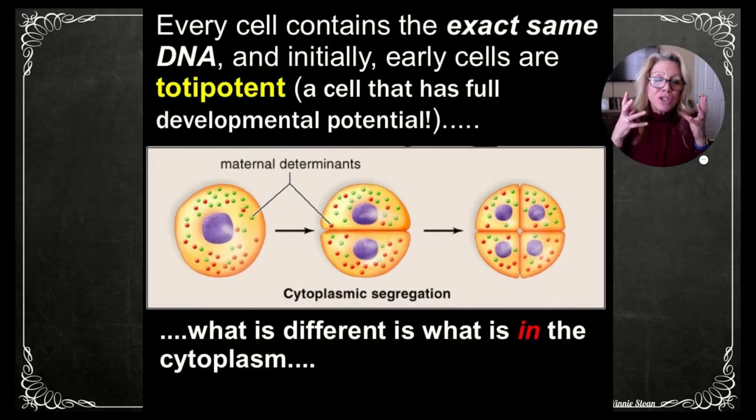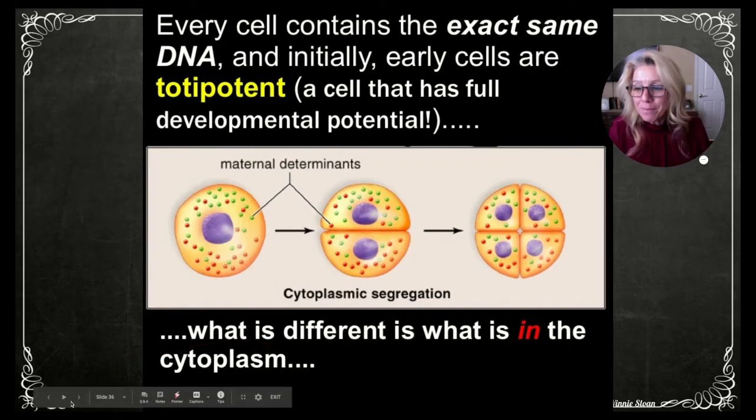And so it's the nuclear information, what's in each one of these cells' nucleus, that is the same. It came from that diploid zygote and you're doing mitosis, which makes clones. But what's different is what is in the cytoplasm. So on cellular differentiation, every cell contains the exact same DNA and is totipotent at first, with full developmental potential. There are two mechanisms that lead to cellular differentiation. Number one, cytoplasmic segregation. And then I'm going to go through and give you an example here.